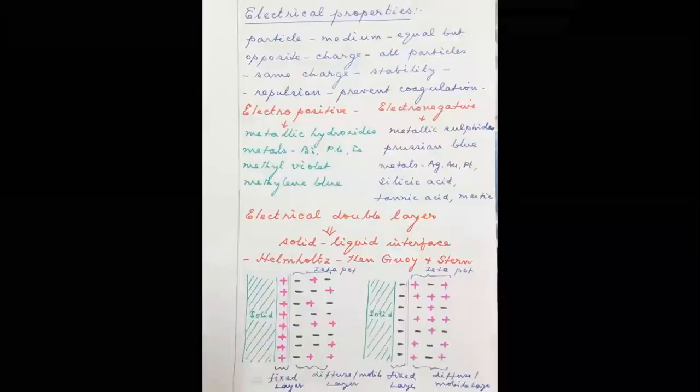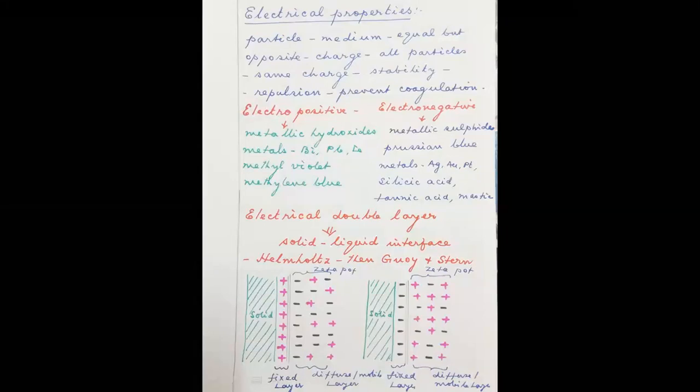Now we are going to see the electrical properties of the colloidal particles. See, the particles and the medium both are charged, but the total charge carried by the particle and the medium are equal but opposite in sign. Suppose if the medium is negatively charged, then the particles are positively charged.